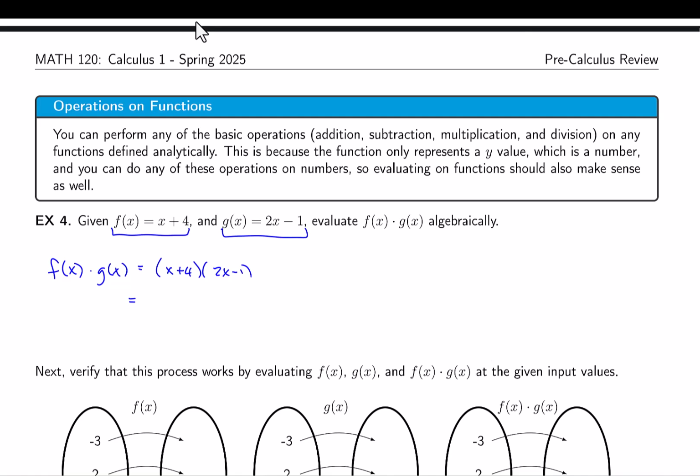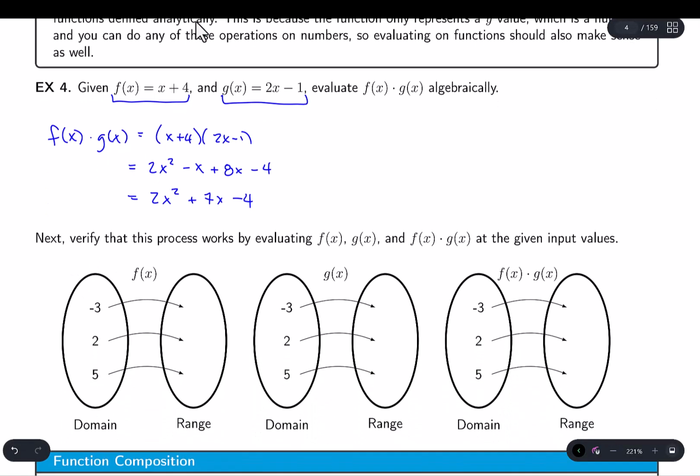And if you were to evaluate that, then what would happen is x times 2x would be 2x squared, x times -1 would be -x, so then plus 8x and minus 4, so I'm just expanding using FOIL. So I get 2x squared plus 7x minus 4. The thing is, I think students kind of miss what actually happens there. So let's really look at the details.